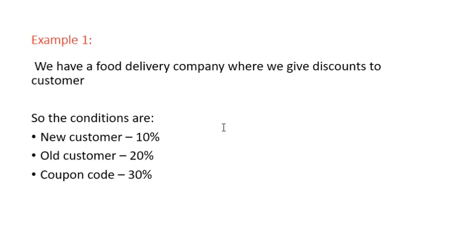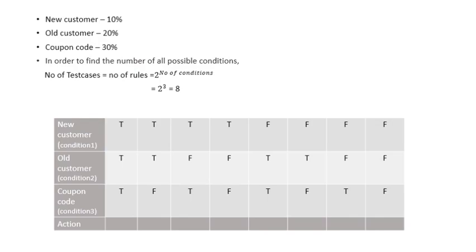Let's say that we have a food delivery company where we are providing discounts to our customer. So the conditions are: a new customer is provided with 10% discount, an old customer is provided with 20% discount, and a customer with a coupon code is provided with 30% discount. In order to find the number of all possible combinations, we use the 2 to the power of n formula. Since we have 3 conditions, 2 to the power of 3 is equal to 8.